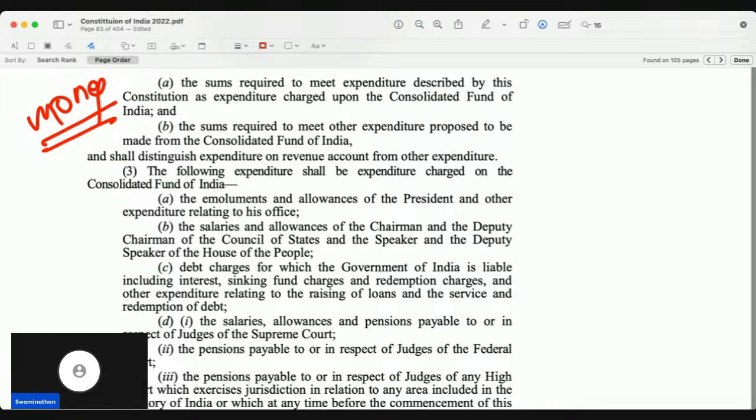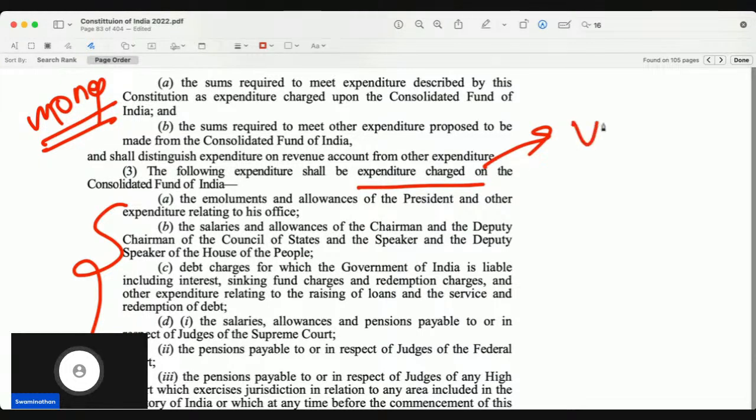One is expenditure which are charged on the consolidated fund of India, and their list are mentioned here: the salaries and allowances of the judges, the salaries and allowances of the president, the salaries and allowances of the CAG. All those things are put under salaries expenditure which are charged upon the consolidated fund of India. Now, what is the meaning of expenditure charged upon the consolidated fund of India?